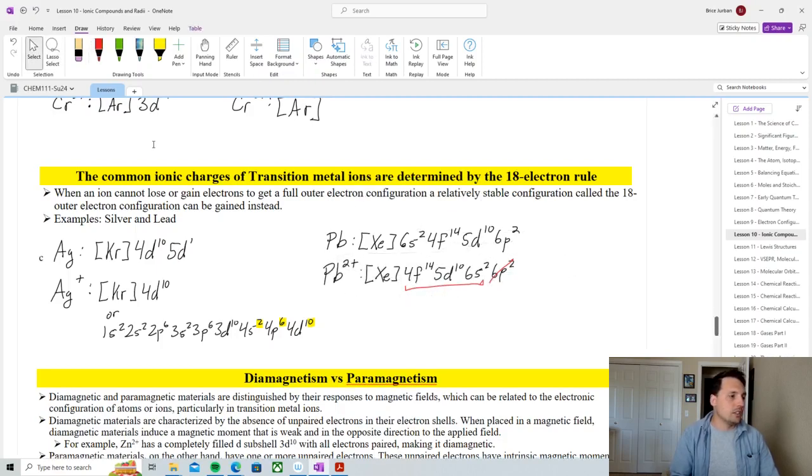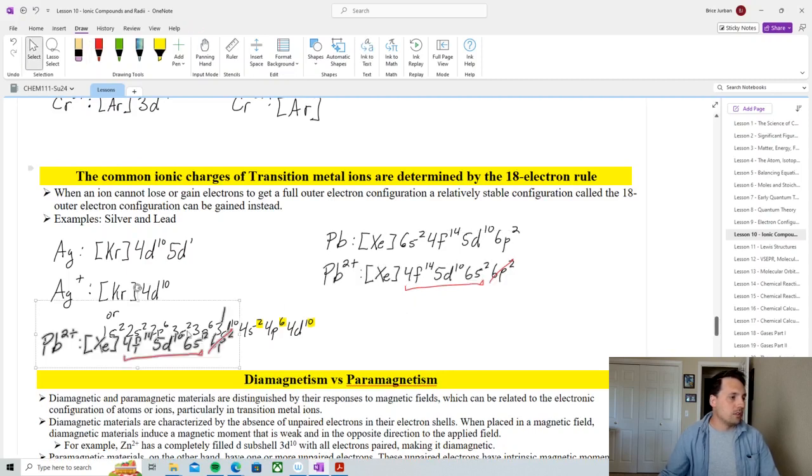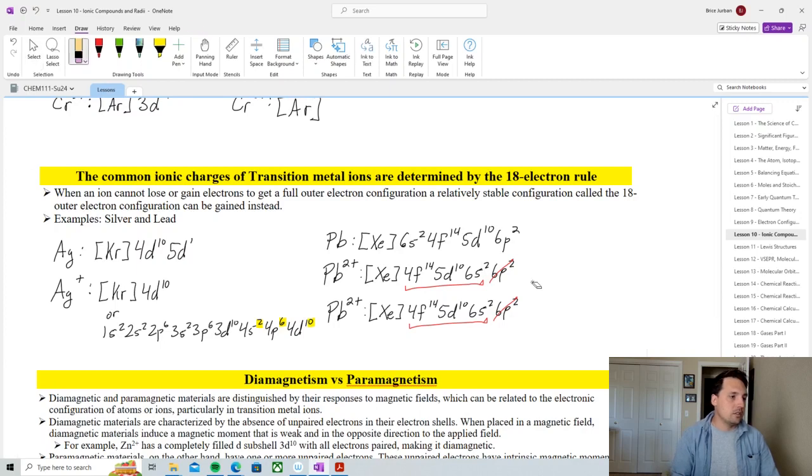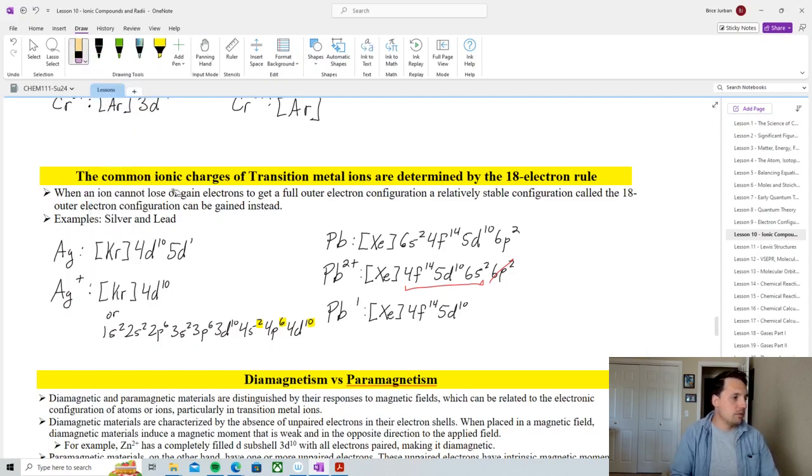And then our configuration for lead 4+, we'll remove those last 2 electrons. And we'll end up with 4f14 5d10. When I go in to write this, sorry, I gotta fix this. This is 4+.